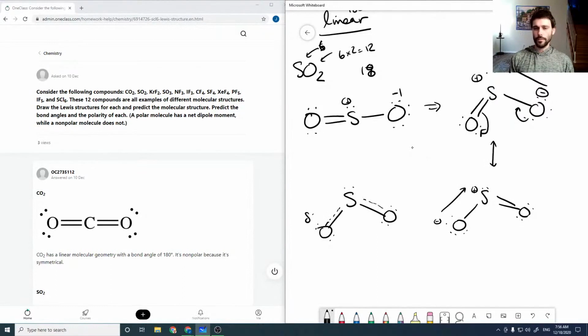With partial negative charges on these two and a definite positive charge on the sulfur, meaning we have dipoles in these directions and so a net dipole in this direction. And because of the lone pair, this bond angle will be less than 120 degrees. The molecular structure is bent and it will be polar.